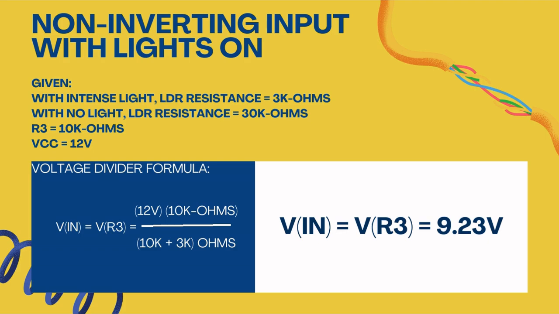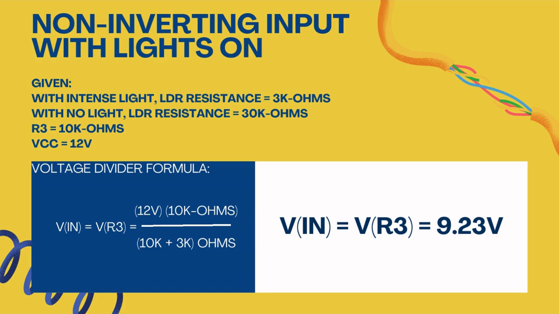Looking at the voltage divider formula, we have Vin is equal to the voltage across R3, which is equal to the total voltage, which is 12 volts, multiplied by the value of R3, 10 kilo ohms, divided by the total resistance, which is 10 kilo ohms, plus the resistance of the LDR when the lights are on, which is 3 kilo ohms. This leads to the non-inverting input being equal to 9.23 volts when the lights are on.